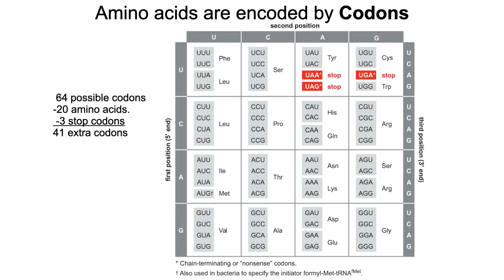Now, there's only 20 amino acids, right? Because each one of these codons is going to encode an amino acid. And then there are these 3 stop codons that do not encode an amino acid. So there are 41 extra codons, 41 codons that the cell doesn't need, right? 23 is plenty. So we need to figure out what it is the cell's doing with those 41 extra codons.